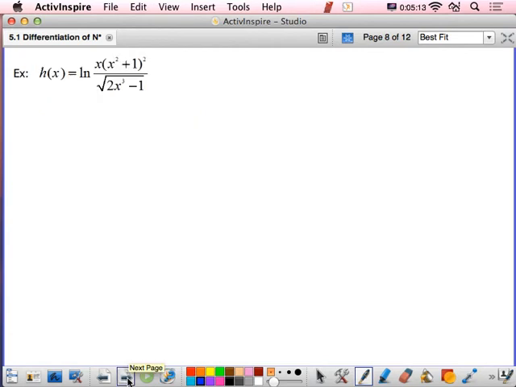Well then, I think we're ready for this guy. It says h of x is equal to the natural log of x multiplied by x squared plus 1 squared, all divided by the square root of 2x cubed minus 1.